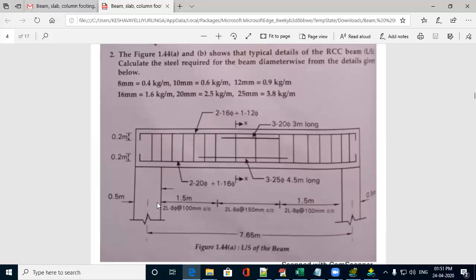You can observe the stirrup spacing keeps varying. Near the supports, for a distance of about 1.5 meter from the supports, stirrups are at 100 mm center to center, but at the center of the span it is 150 mm center to center. But all the stirrups are of 8 mm diameter.